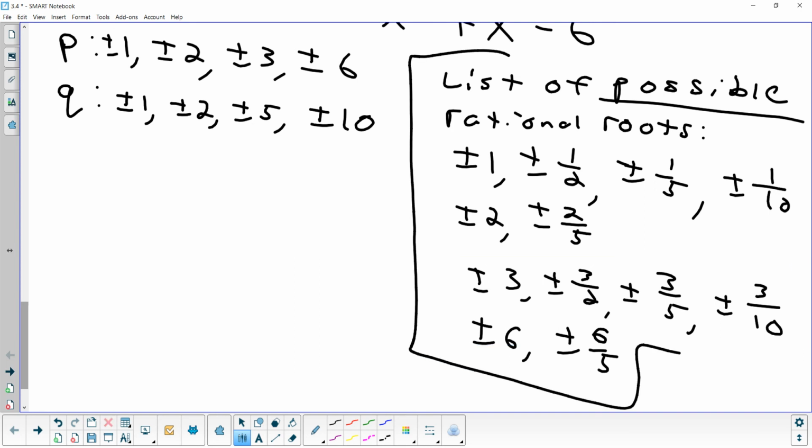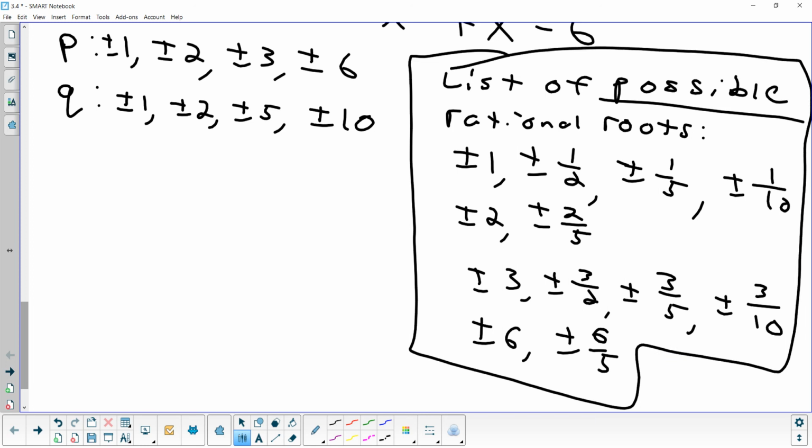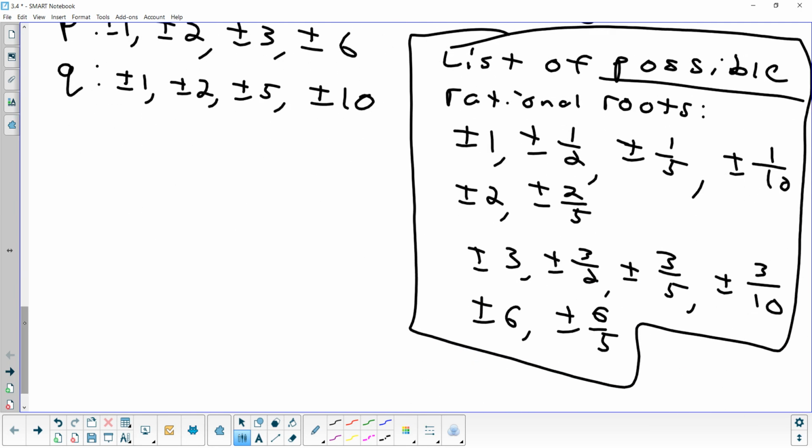So that's the answer to the question. That is a list of all possible rational roots. So if you graph that on a calculator, and it is going to cross at a fractional value, it has to be a number in that list. It cannot cross at any fractional values other than the ones you see right there.